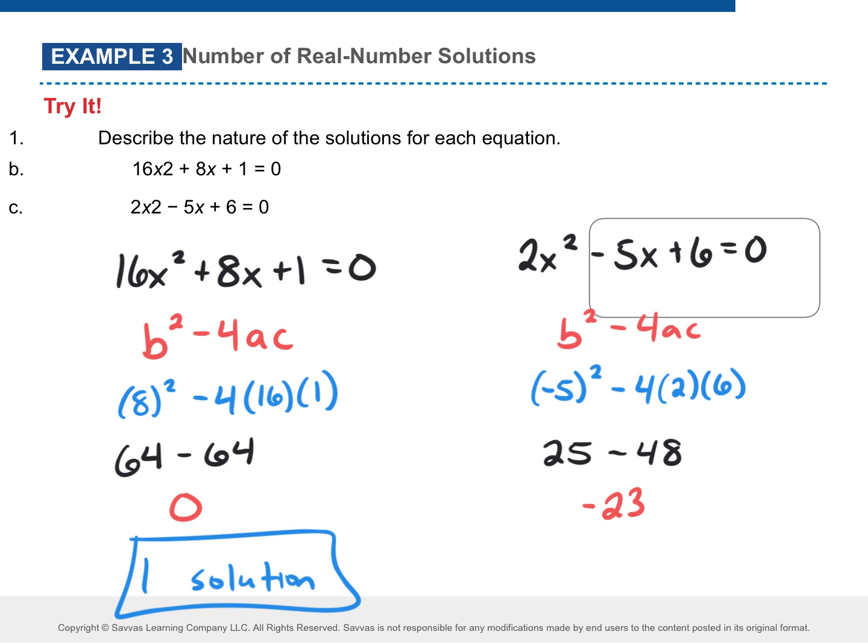Why is this a no solution? Because there's a negative. Yep. So remember, if you're struggling to remember what the rules are, just think, what would happen if I took the square root of these? Okay, what would happen if I took the square root?